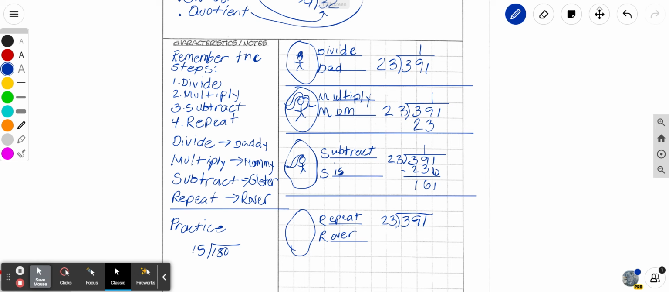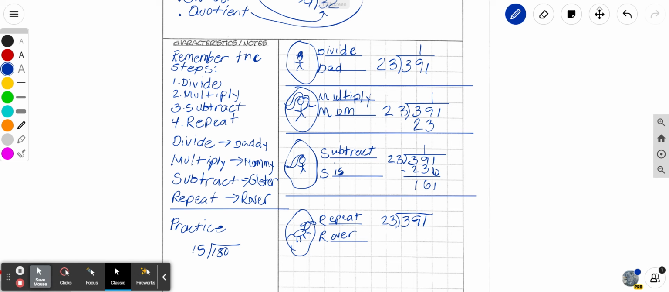Okay, Rover could be, maybe it would make sense to you to say daddy, mommy, sister, brother, or it might make sense to say that Rover is the dog. So it's a mom, a dad, a sister, and a dog, perhaps. Whatever helps you remember. Okay, so here's Rover.